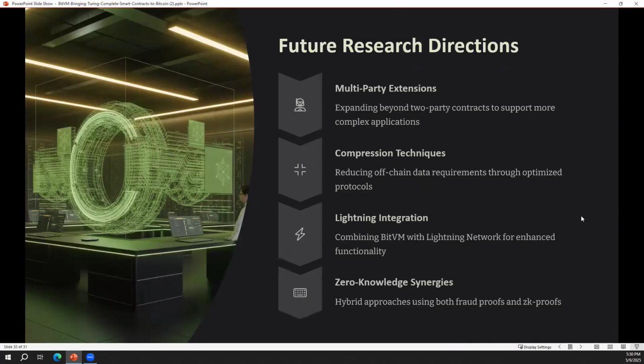So these are the future research directions for BitVM. We have the multi-party extension, which is expanding beyond two-party contracts to support more complex applications. We can also apply compression techniques, reducing off-chain data requirements to optimize the protocols. We can also combine BitVM with the Lightning Network for enhanced functionality. We can also use hybrid approaches using both fraud proofs and ZK proofs.